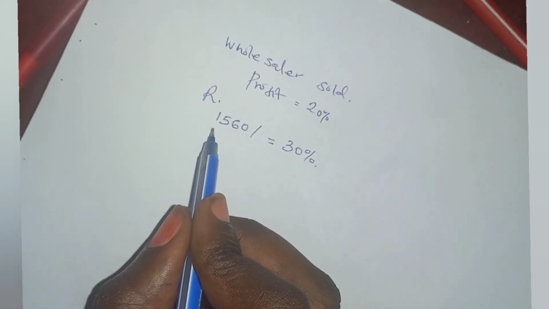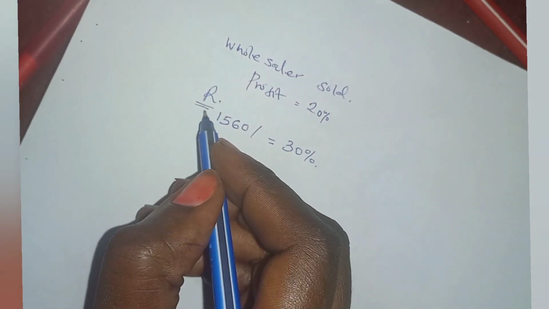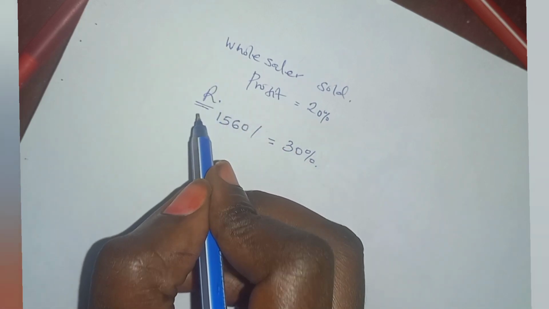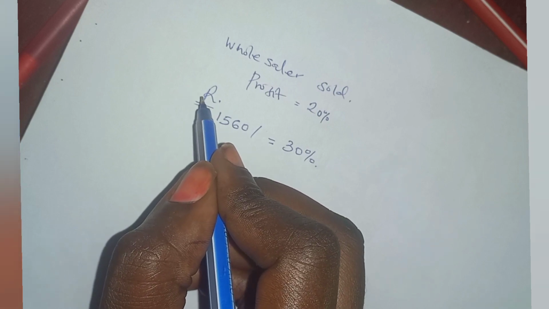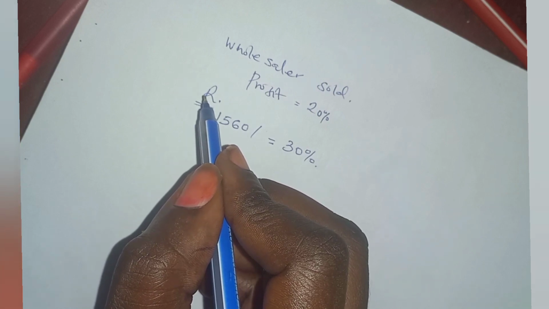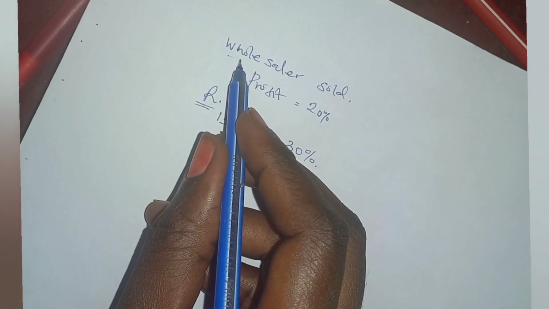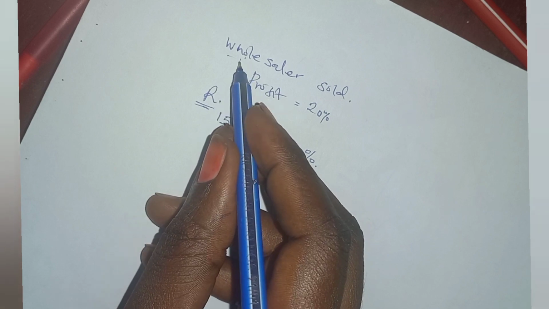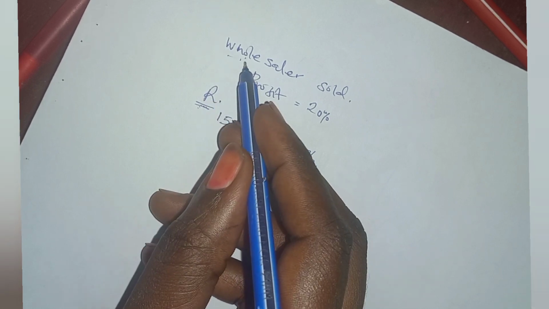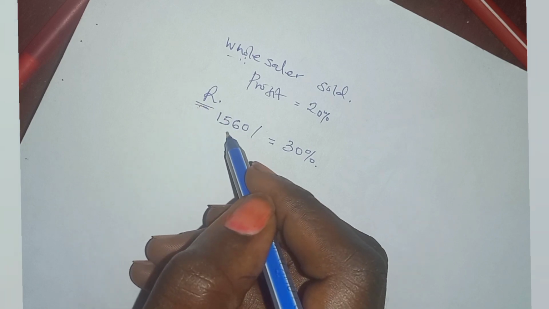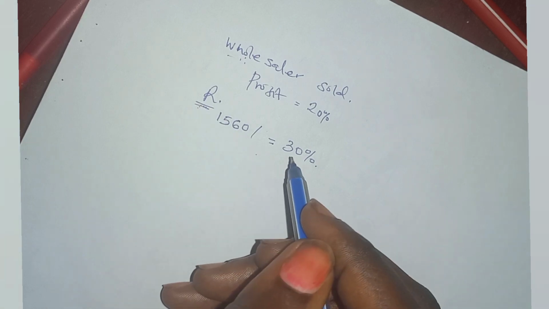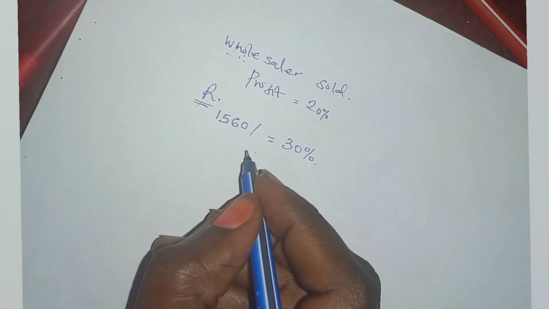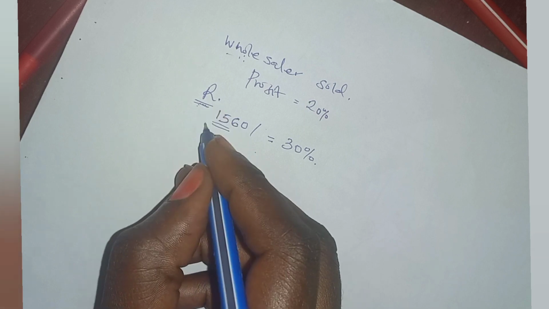So let's look at the amount of money that this retailer used, the buying price of the retailer, before we go to calculating the buying price for the wholesaler. Because the retailer bought this radio from the wholesaler, and after he had bought the radio from the wholesaler, he sold it at 1,560 and made a profit of 30%. So this one here is the selling price of the retailer.